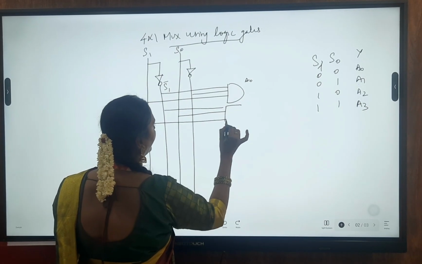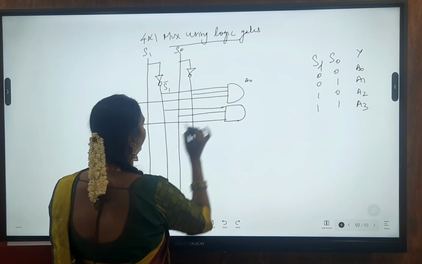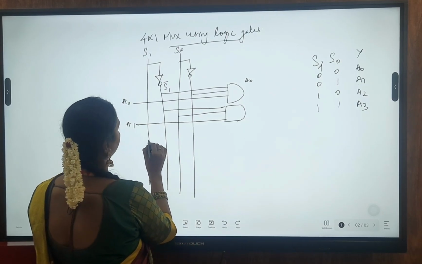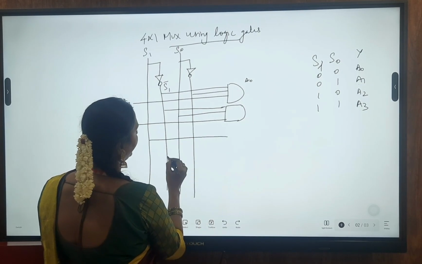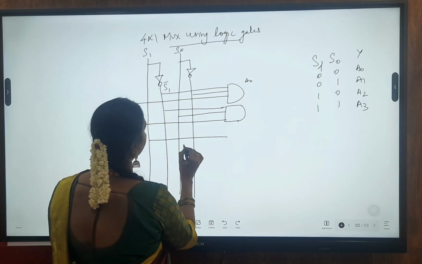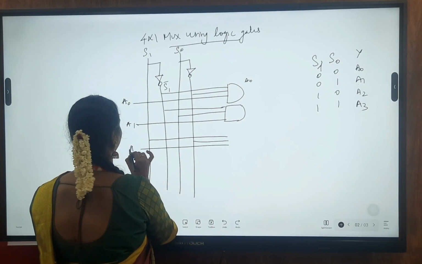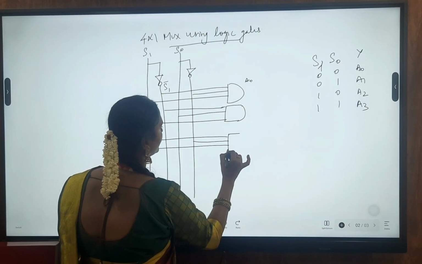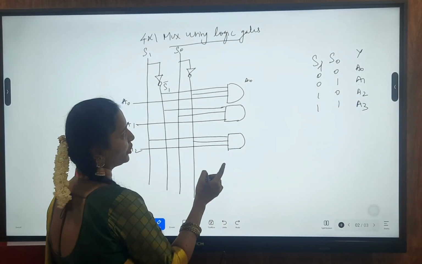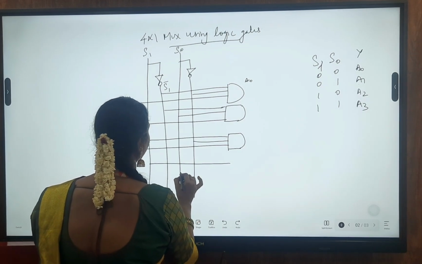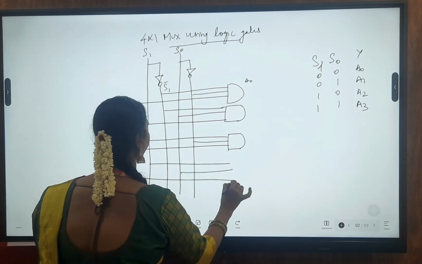These are put together into an AND gate. The third combination is S1 and S0 bar, then A2. This is my third combination. The fourth one is where S0 and S1 are both 1: S1, S0, then A3.